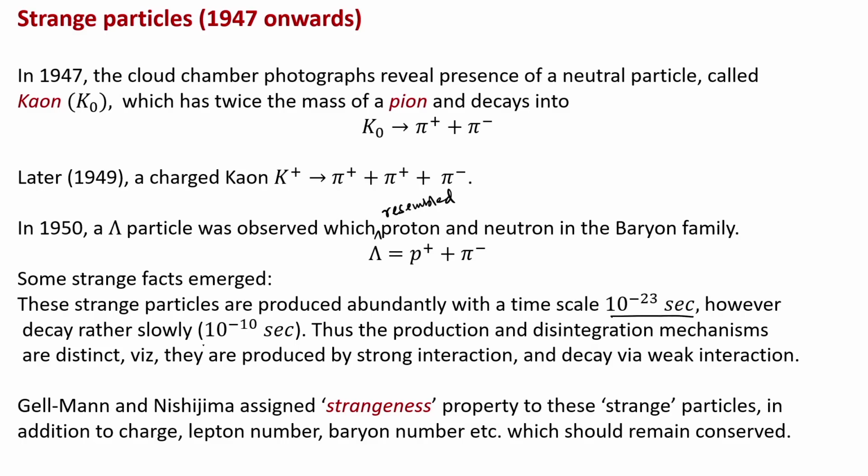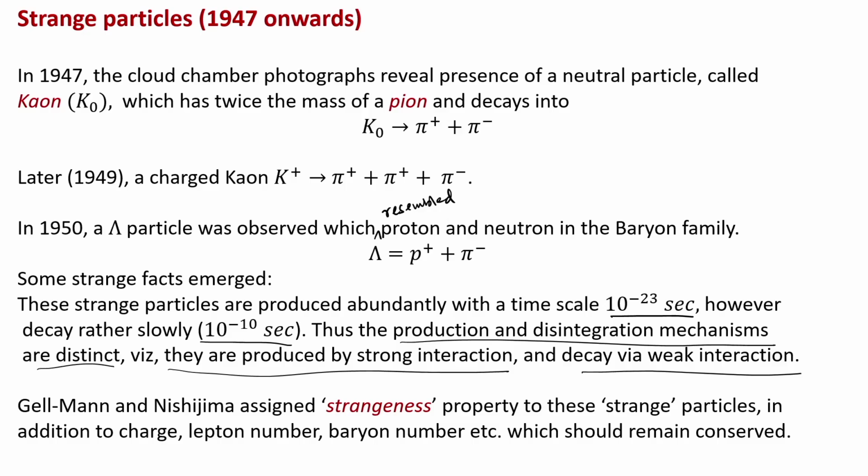but they decay rather slowly. They decay with a time scale which is much larger, about 10 to the power 13 times larger than the production time scale. So the production and disintegration mechanisms are different, and it is proposed that they are produced by strong interaction and decay via weak interaction.